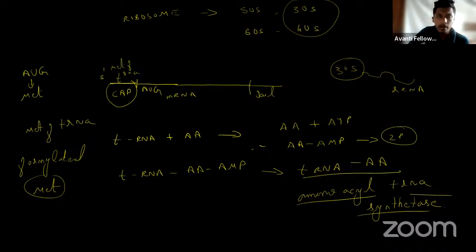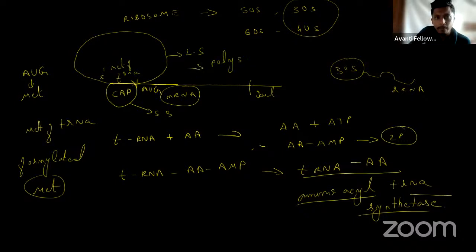Once this comes here, it is time for our larger subunit to come and occupy this place. Now we have our large subunit, our small subunit, and then our mRNA. These 3 together will give us the polysome. Remember this, so when they ask you what a polysome is, don't get confused. It is the large subunit plus the small subunit plus the mRNA together. Once we have our methionine tRNA, our small subunit, and our large subunit together, they form the polysome. Now this complex is completed.